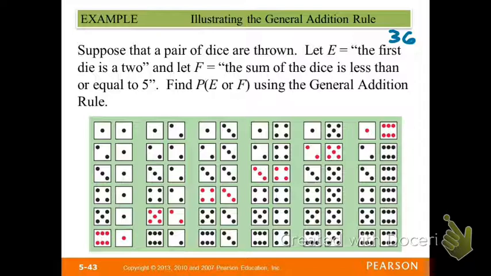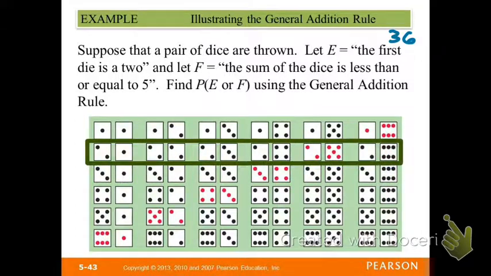So let's identify these two sets that they've given us here. E is that the first die is a 2. Now that's going to be all of these values right here. They've got them nice and organized for us, so that's all of the outcomes that are in set E. Okay, set F is that the sum is less than or equal to 5. Now this is also going to be pretty easy for us to identify. If we start here, we've got a sum of 2, a sum of 3, a sum of 4, a sum of 5.